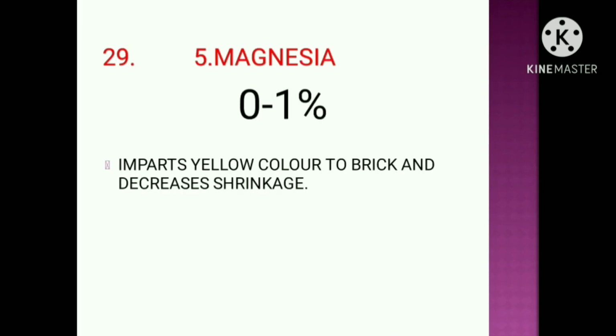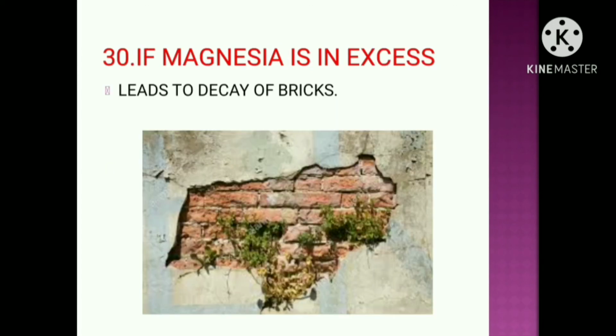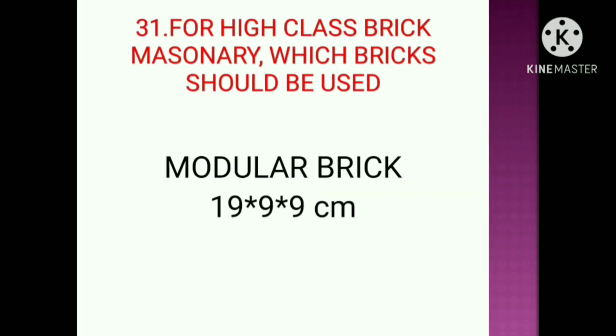Next is magnesia, which is 0 to 1%. It imparts yellow color to brick and decreases the shrinkage. If magnesia is in excess, it leads to decay of bricks. For high class brick masonry, which bricks should be used? Modular bricks should be used, having 19 by 9 by 9 centimeter size.